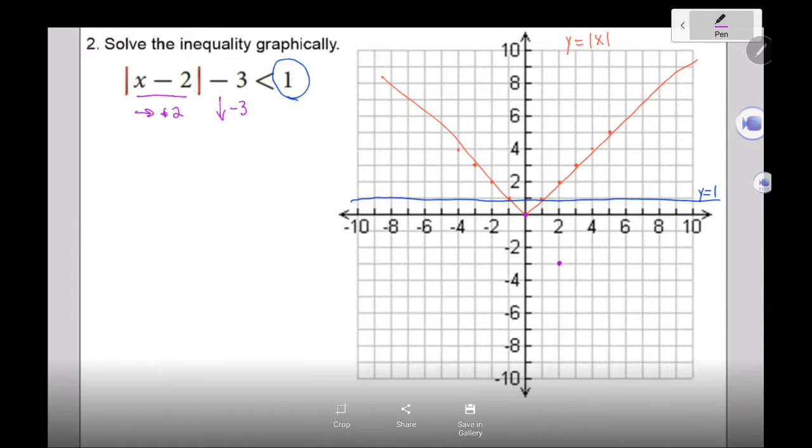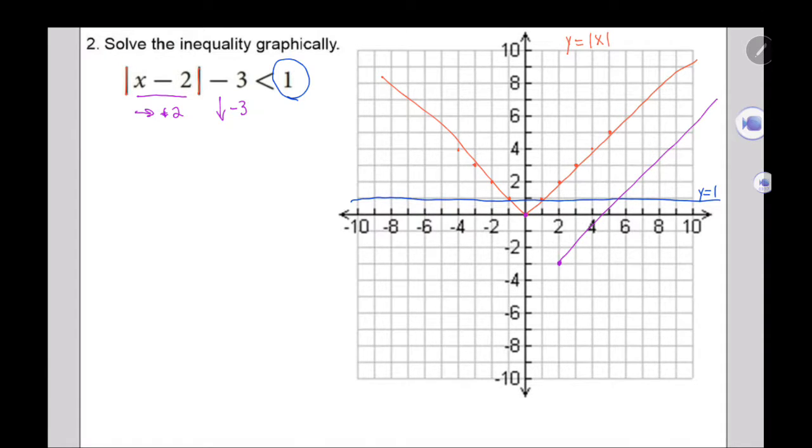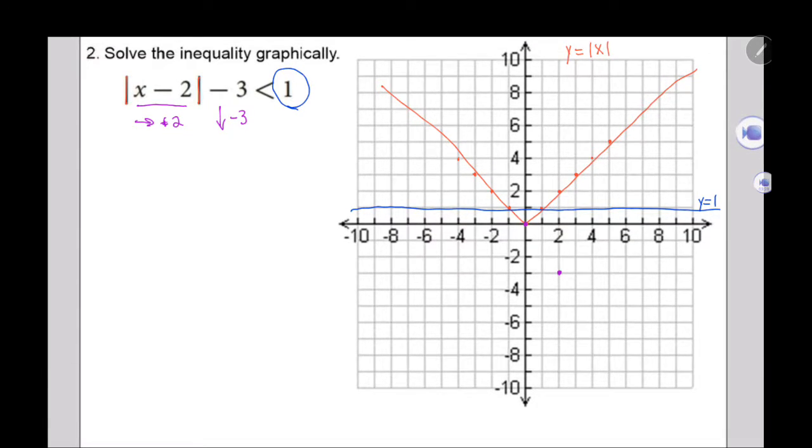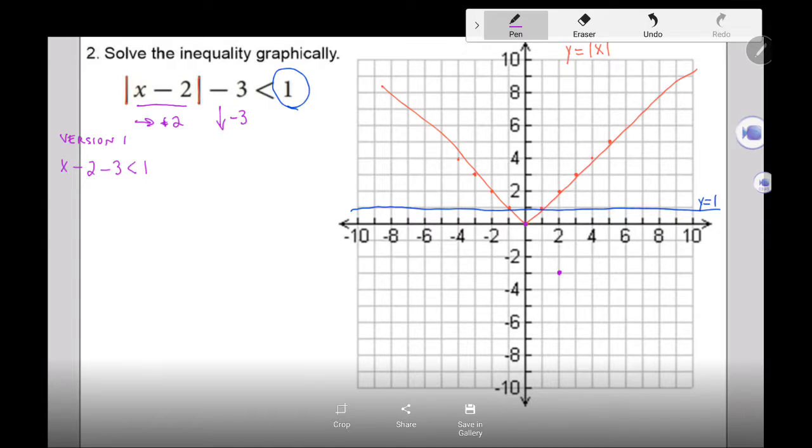Okay, and we could try to sketch this and hope that we hit the blue line in the right place. But instead of doing it that way, I'm going to solve this inequality 2 ways. First, I'm going to solve it in what I call version 1. So version 1 looks like this: x - 2 - 3 is less than 1. That looks like the same inequality, it's less than 1. The only difference is I left out the absolute value signs.